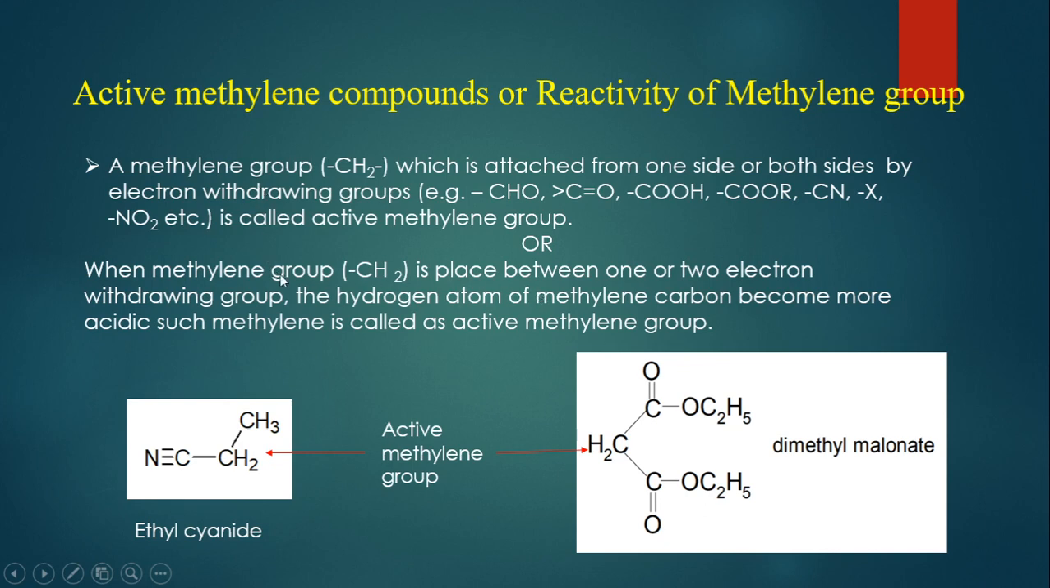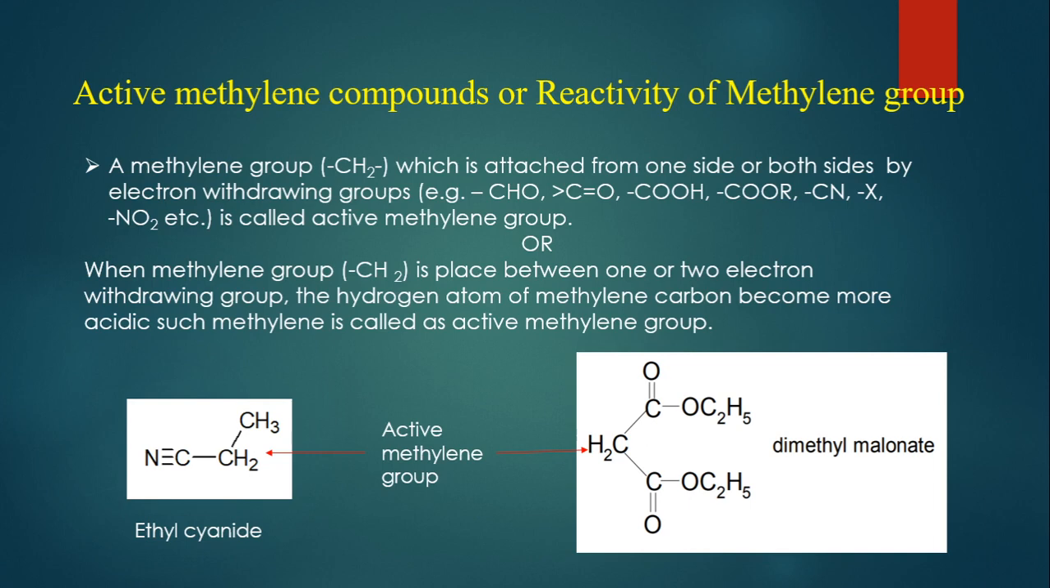Also, another definition is that when a methylene group CH2 is placed between one or two electron withdrawing groups, the hydrogen atoms of the methylene carbon become more acidic. Such a methylene is called an active methylene.